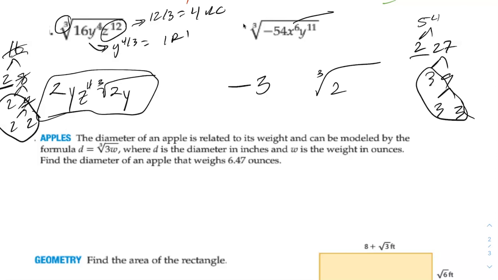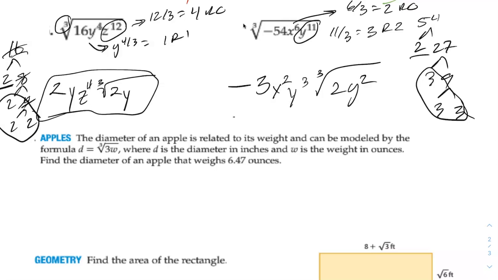So the rest is divide. 6 divided by 3 is 2 remainder 0. So there's 2 x's on the outside, none on the inside. 11 divided by 3 is 3 remainder 2. That's a y cubed, remainder 2. So you get that? Those are our answers.